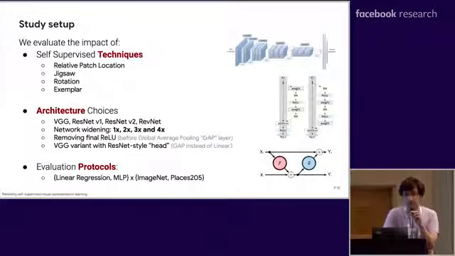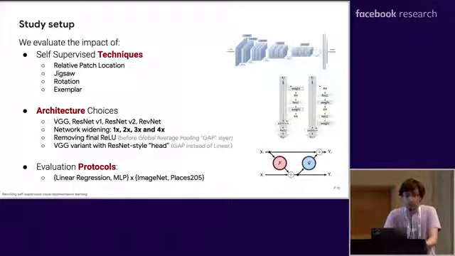Let me introduce our study setup. In our paper, we implement 4 prominent self-supervised techniques, which are relative patch location, jigsaw puzzles, rotation prediction, and exemplar. On top of this, we implement 4 convolutional neural network architectures, which are VGG, ResNet v1, ResNet v2, and RevNet. More details are available in our paper.